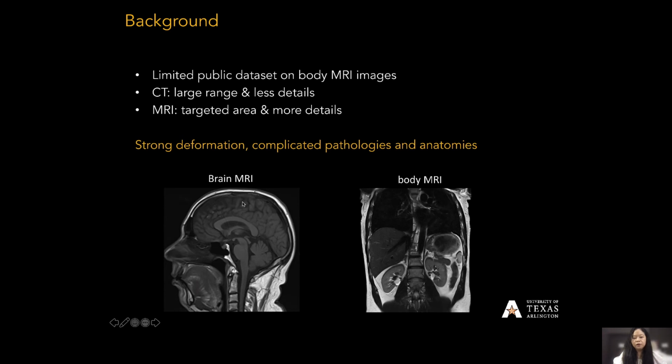So far, many publicly available datasets focus on brain MRI, but very few focus on body MRI. When a patient takes a CT scan in the hospital, it usually covers a larger range with less detail. When a patient takes an MRI scan, usually we target a small area with more detail. In one sentence, body MRI usually shows strong deformation because of changes in the different organs in the abdomen and chest, and it also has more complicated pathologies and anatomies.